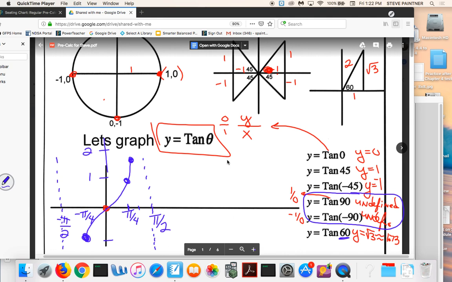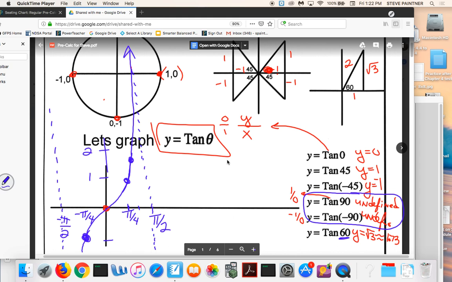Yes, it does, and that's why it rides where? Right next to the vertical asymptote. It just goes skyrocketing. It also goes way down too. So I can't go down, guys, but it rides the vertical asymptotes. Okay? Well, here's the deal. You're actually done. That's it. That's what tangent looks like.